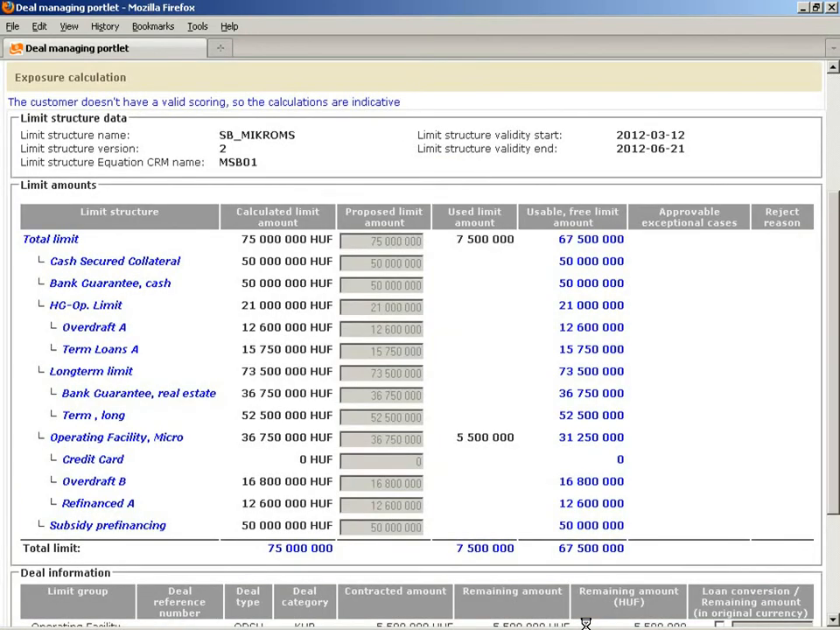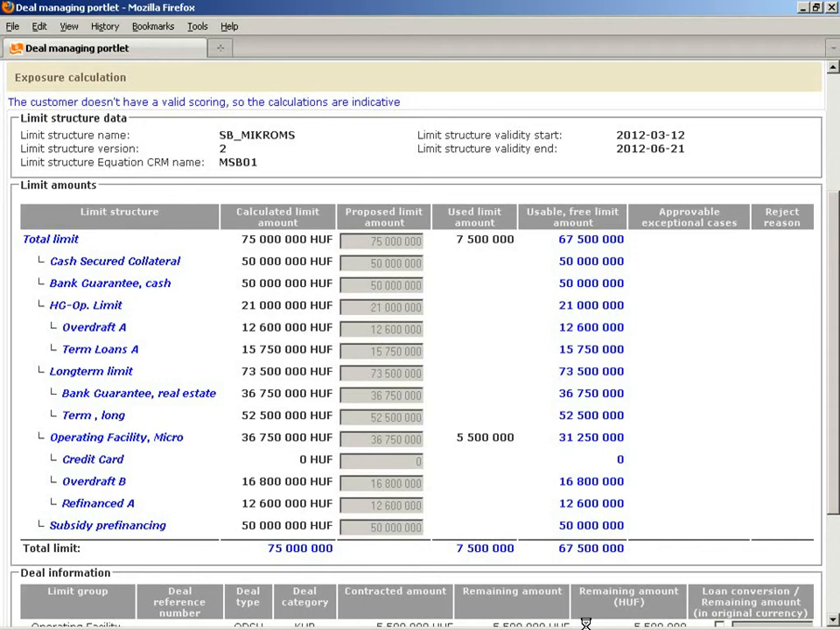This is the examination of the customer's exposure. This means that the SHR checks the customer's financing requests in relation to the customer's creditworthiness. Possible financing deals of the customer from other banks are also taken into account. Creditworthiness is not described by a single number, but by a limit structure.